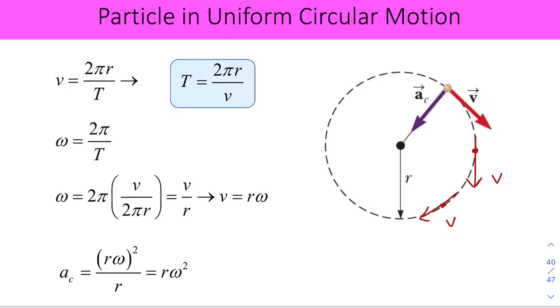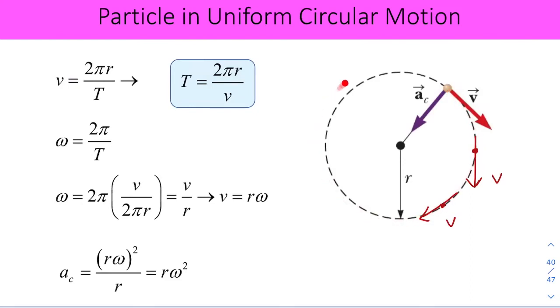So talking about the magnitude itself, we can have another approach when we have a circular motion, because to complete one circular path, the distance traveled is the circumference of the circle, right?